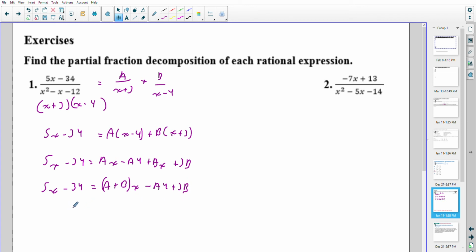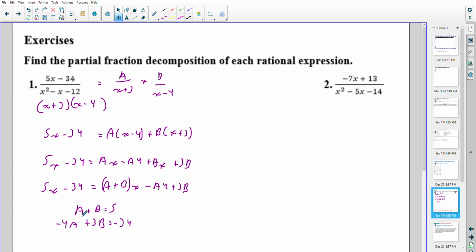Now, that's where you can make two equations. Your x coefficients are the same. In other words, a plus b must equal 5. And the other part of this is negative 4a plus 3b equals negative 34. Now, at this point, you have a choice. You could use matrices to solve for a and b, but normally they're relatively easy to solve for.